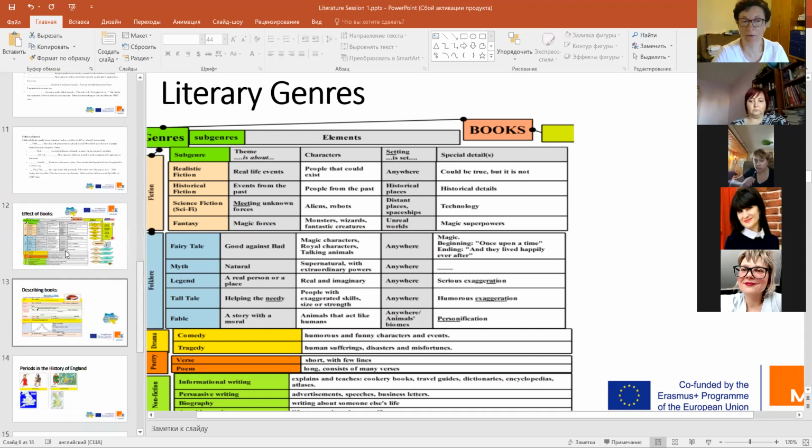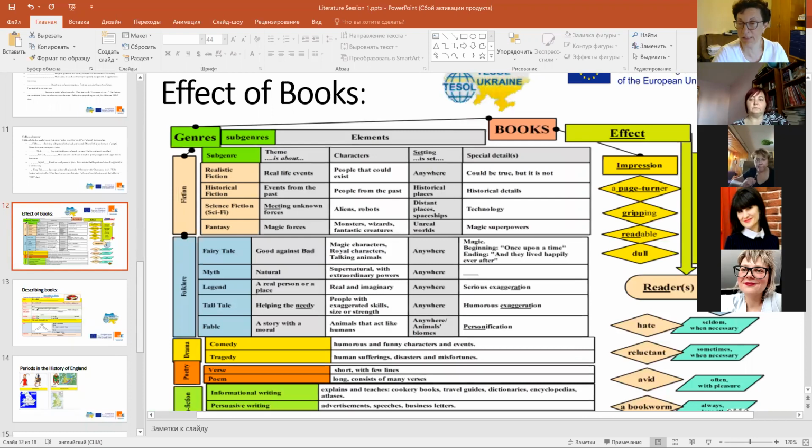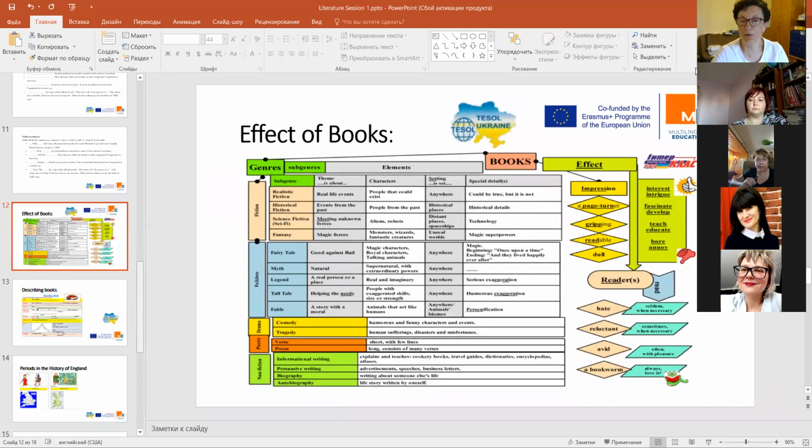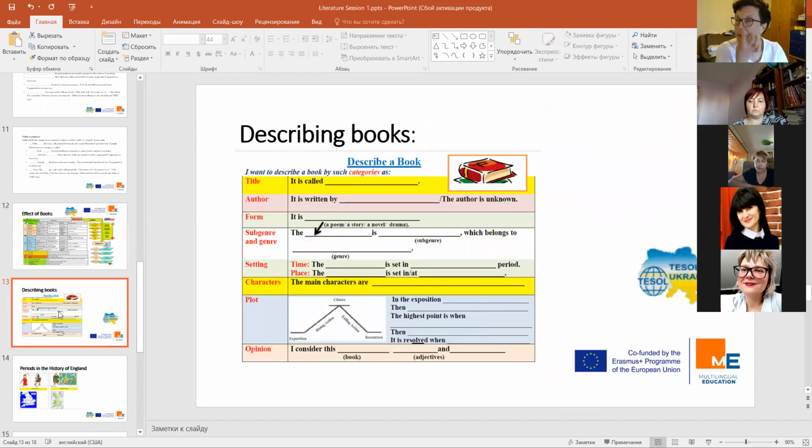Good. So these were the genres, and you also could see in this map the effect of the books. And I also gave here the so-called speaking card, which you can use with your students when you describe any book. Just when it comes to the description of a book, to your favorite book, or to the book you have read, or to the book you are dreaming of reading. So that will look like this.